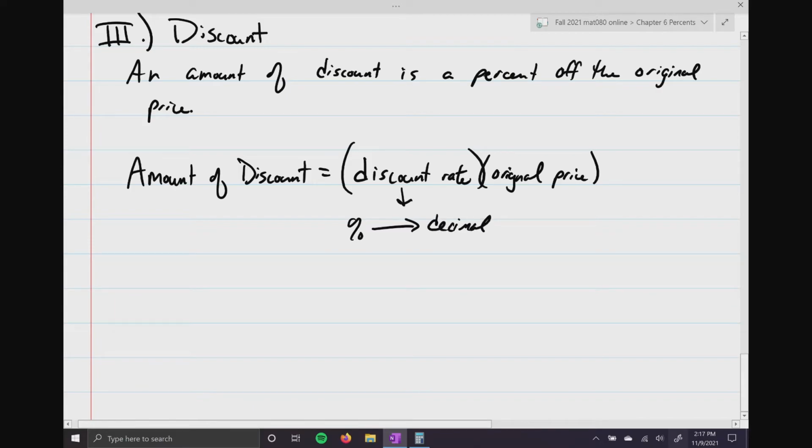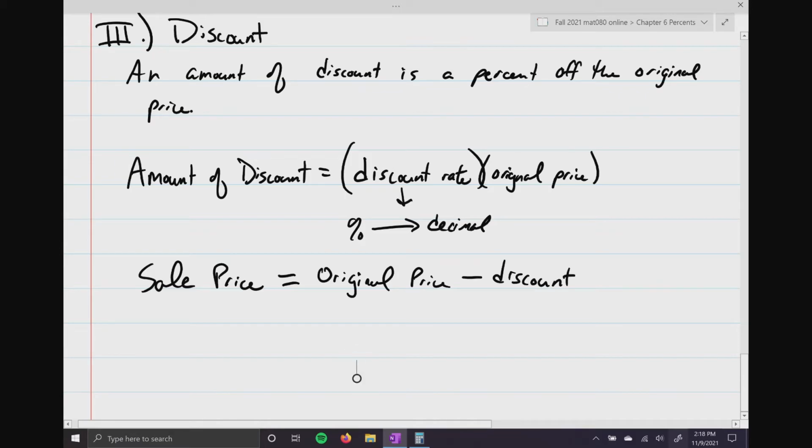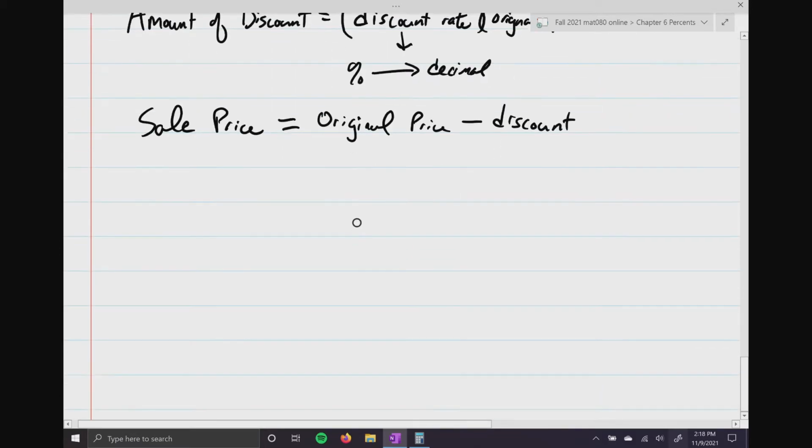And then the second equation that we're going to be looking at here is sale price. So sale price is nothing more than just the original price minus our discount. Okay? So let's go ahead and use an example here.